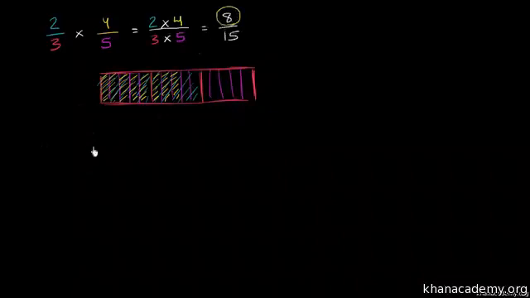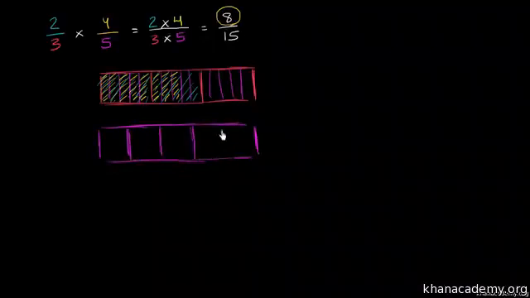You could have thought about it the other way around. You could have started with fifths. So let me draw it that way. So let me draw a whole. And let me cut it into 5 equal pieces, or as close as I can draw 5 equal pieces. 1, 2, 3, 4, 5. 4/5. We're going to shade in 4 of them. 4 of the 5 equal pieces. 3, 4. And now we want to take 2/3 of that.